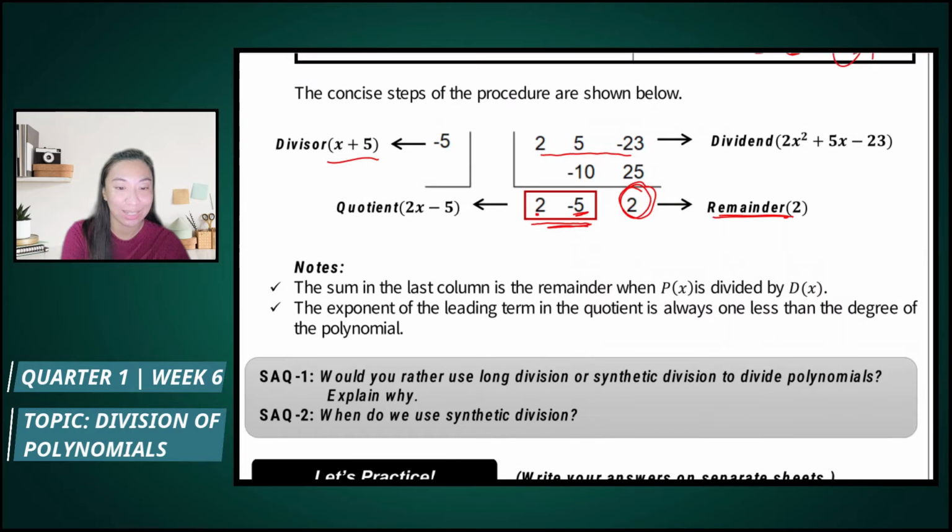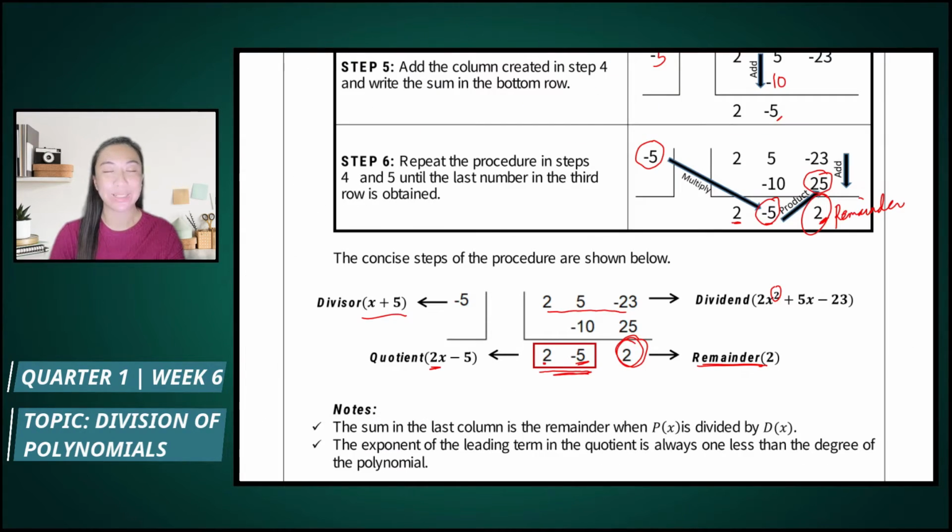Since the degree of the polynomial is 2, take note that the exponent of the leading term of the quotient is just 1 less than the degree of the polynomial. Since it's x squared, the next one is x. So that is now the exponent of the leading term of the quotient. So we are done with synthetic division.